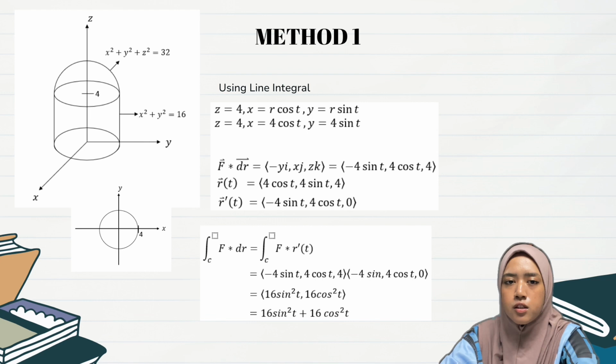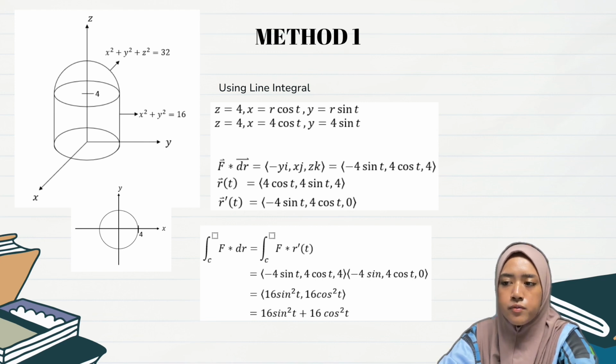From this Stokes' theorem, we have two methods. So, I will discuss method 1. Before we find the differentiation in method 1, we need to find the line integral. The first step is we need to find z, x and y. The value of z is equal to 4, x is equal to r cos t and y is equal to r sin t. After that, we need to find F dot dr.